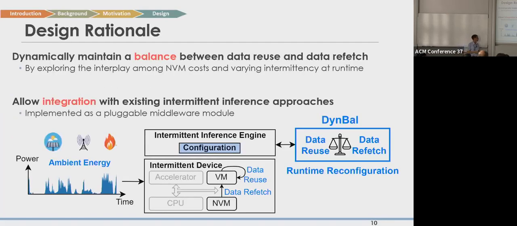And now let me introduce our approach. Our approach is Codes+Isss, and it tries to maintain the balance between data reuse and data refetch. And that is done dynamically at runtime, changing the inference configurations to different values. And here we use a separate plugin module that can be easily integrated into existing intermittent inference engines. So we provide a simple API for easy integration, so it's applicable to different approaches.